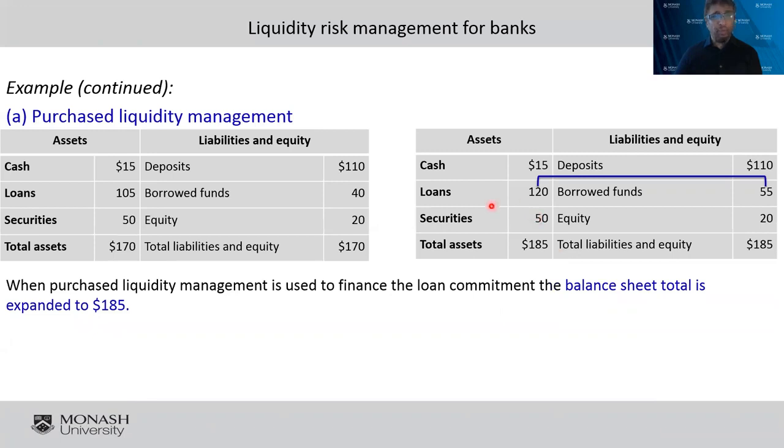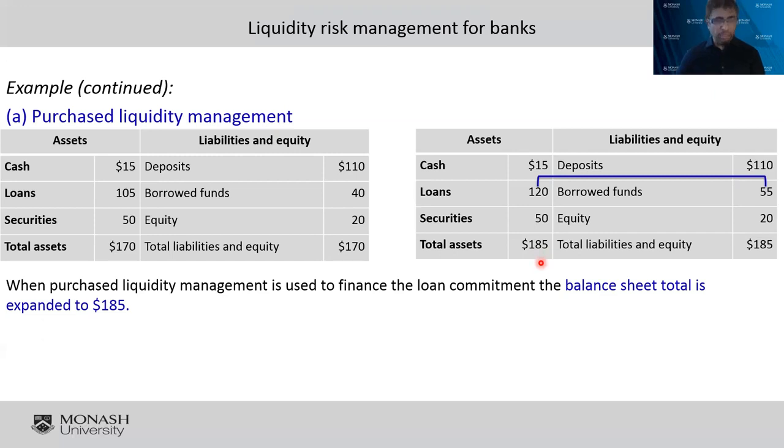So what would happen if we finance it through the liability side? If you finance it through the liability side, the balance sheet will increase. So I don't touch the asset side. I go and borrow. Somebody comes and wants 15 million of loan, so I can now go and borrow 15. So my liabilities increased from 40 to 55, and my assets increased from 105 to 120. So the balance sheet has increased.